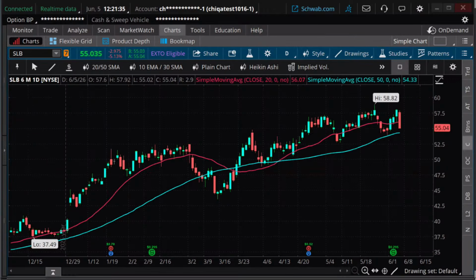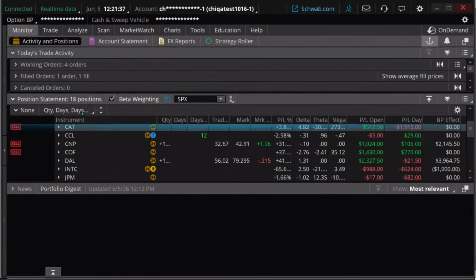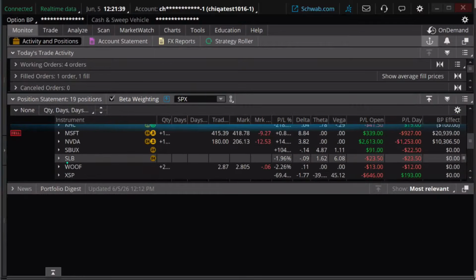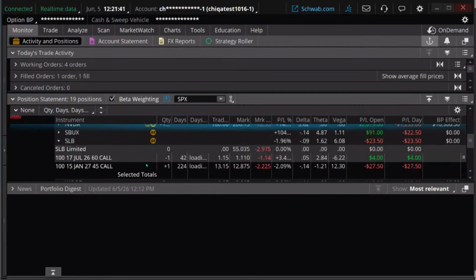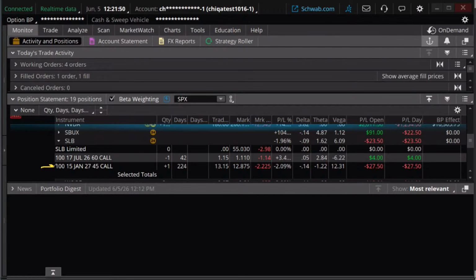Now let's see what it looks like here in our portfolio. So that filled, and we're looking at Schlumberger right here. We've got two contracts. We've got our long call, which is kind of our substitute for the stock, even though it's not stock. We already discussed how that's not stock. We have our short contract as well. The short contract is going to show as a negative quantity. That's how short contracts show on thinkorswim.